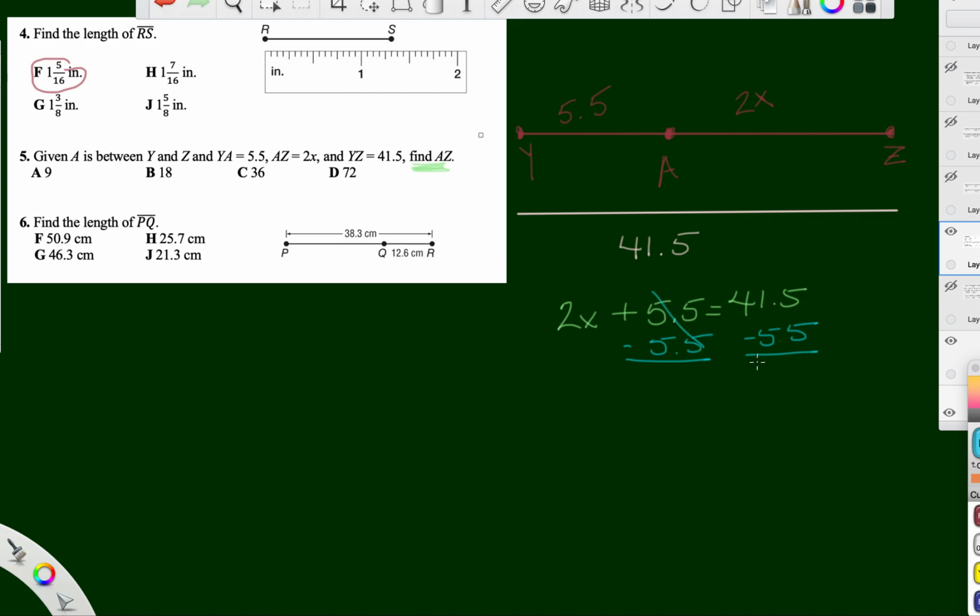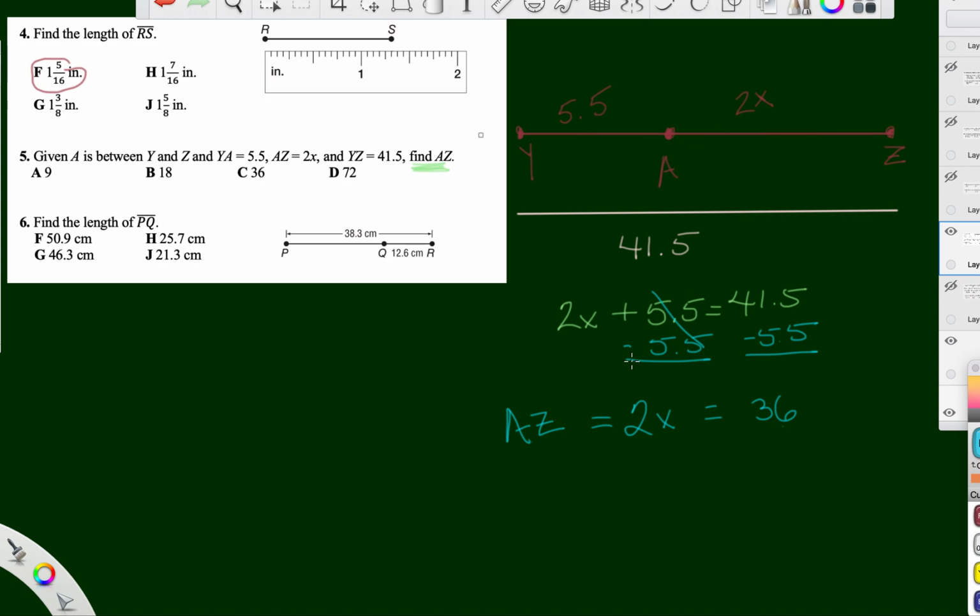And then this goes away, and what we have is 2x, and bells should be going off right now, in your head that is 36. Now, if you realize that 2x is equal to AZ, stop right there, because you found it. If 2x is AZ and 2x is 36, then AZ has to be 36. This is a big skill in geometry. You know, if this is this, then this is that, right? If this is this and this is this, right? So if AZ is 2x and 2x is 36, then AZ has to be 36.